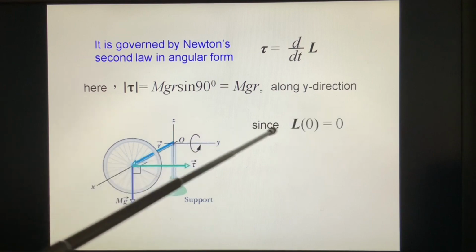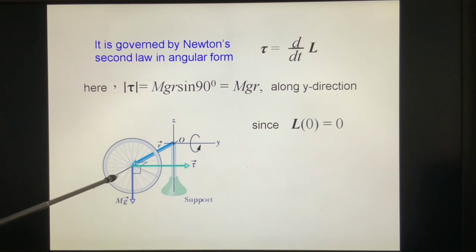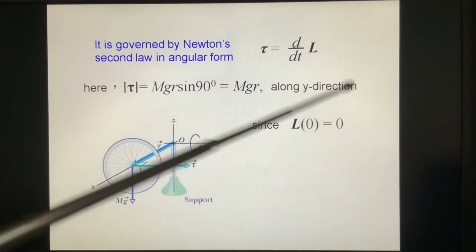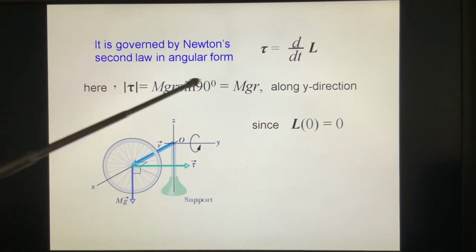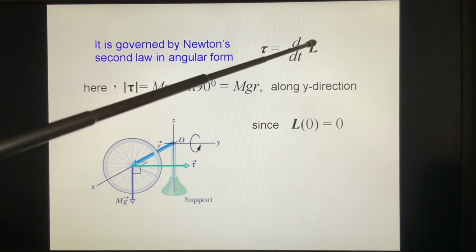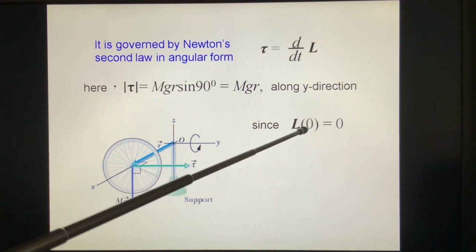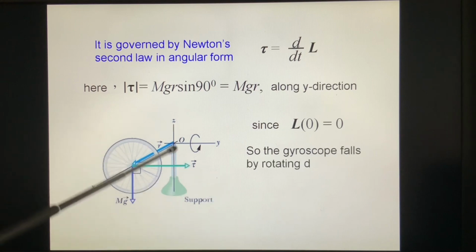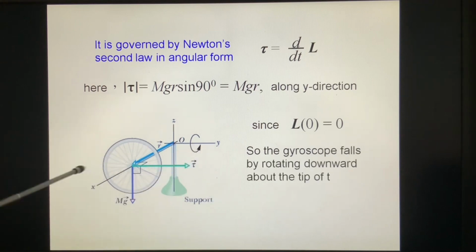Now, originally it does not move, not a spin. So L at time 0 is 0. Then we will see that you have a torque tau. So dL, which is L final minus L initial, is L, and it should be around the y direction. So it will fall down, rotate.